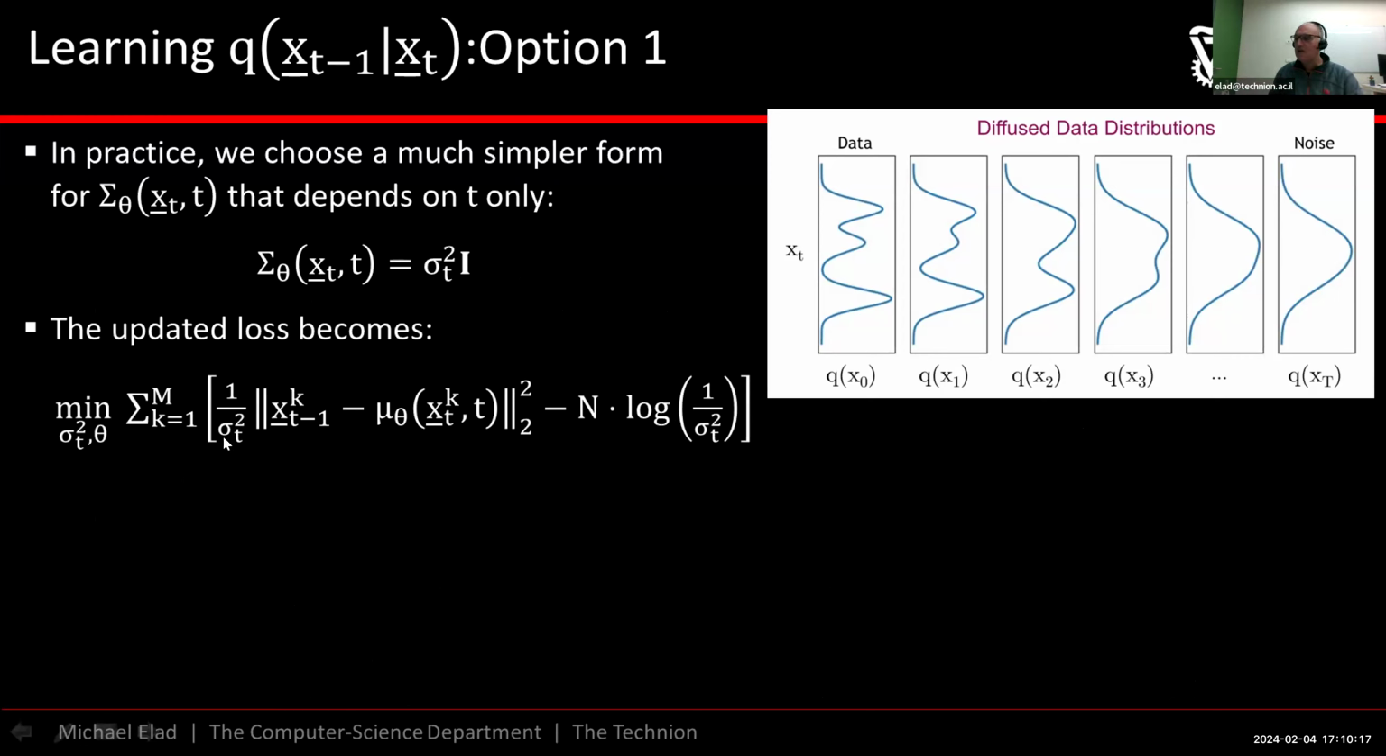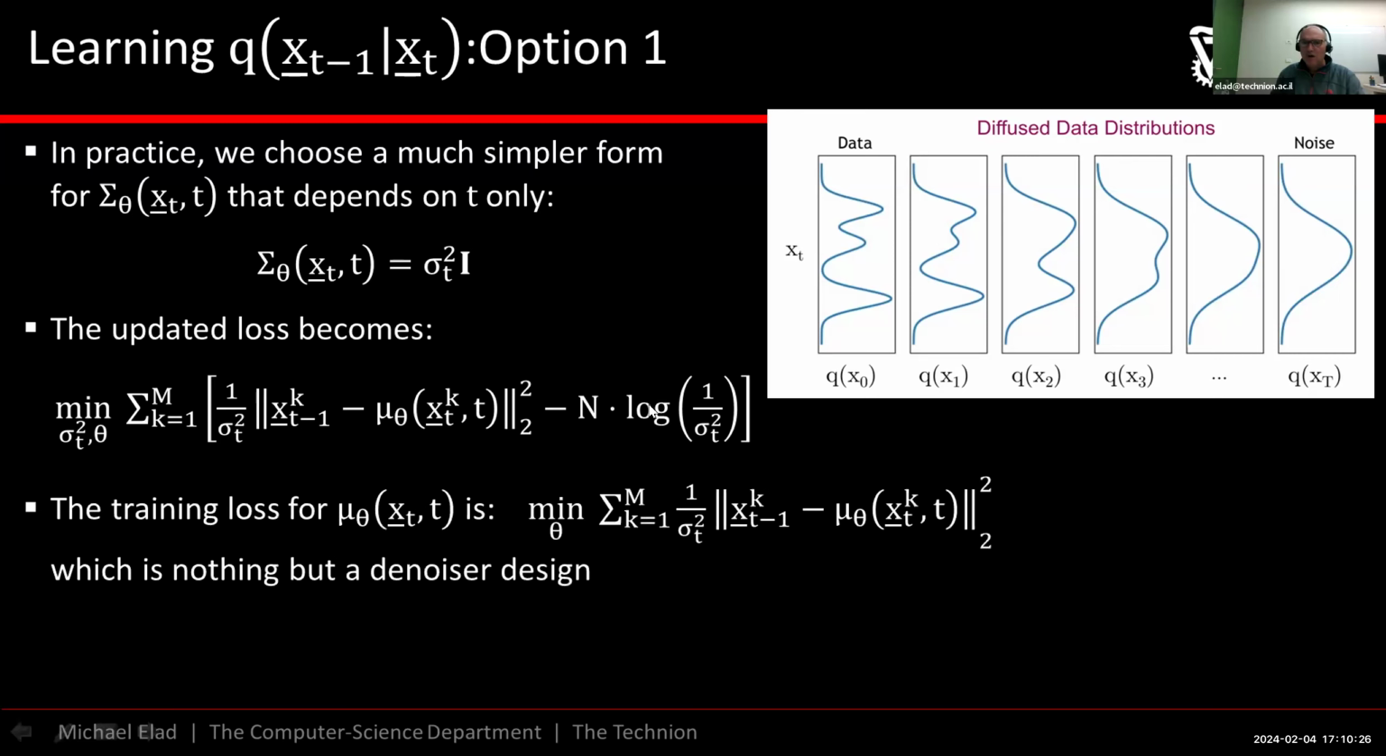Okay, let's just freeze sigma for a minute and ask, who is mu? So basically minimizing this with respect to mu means that this element plays no role, and I'm getting that this is my minimization. Look at it. What is it? It says, take your xt.